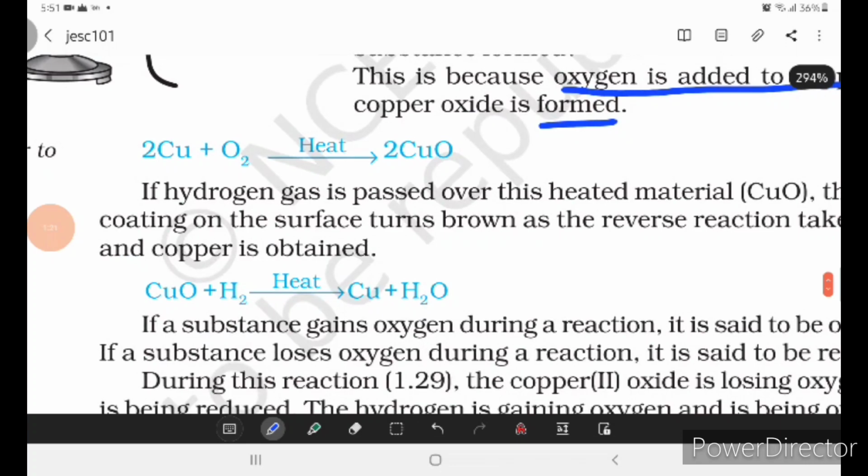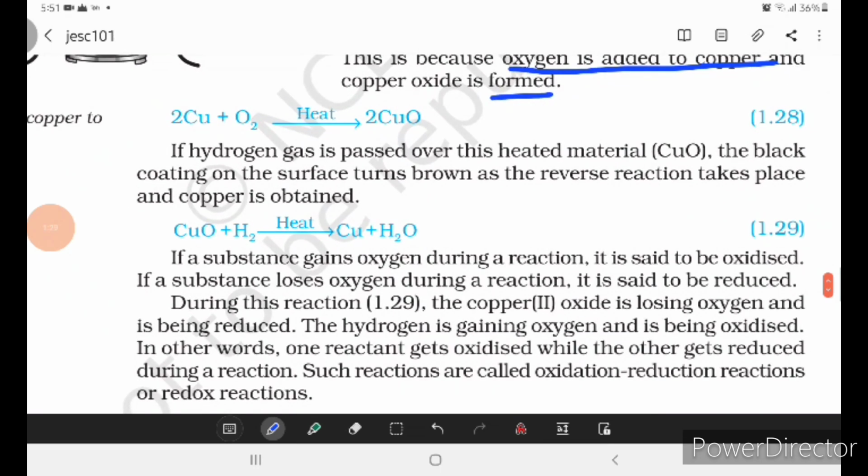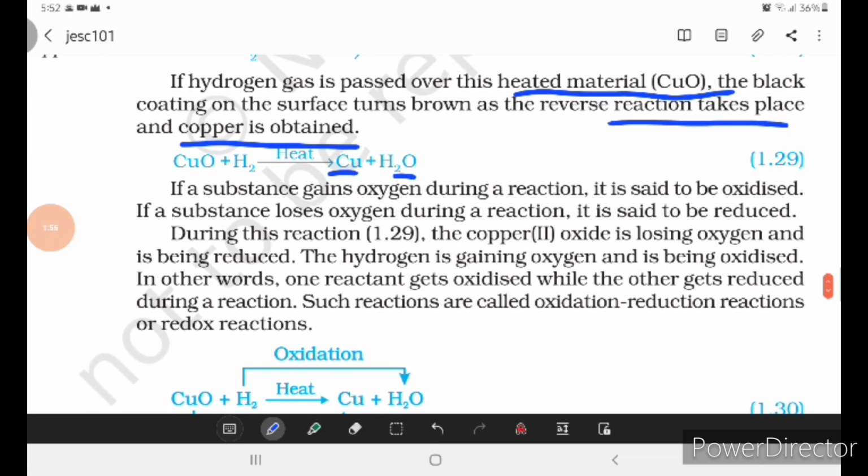Now, the Cu in the china dish reacts with oxygen present in the atmosphere and forms CuO, that is copper oxide. This reaction is very similar to magnesium with oxygen giving rise to magnesium oxide, right? If hydrogen gas is passed over this heated material CuO, the black coating on the surface turns brown as the reverse reaction takes place and copper is obtained. When this CuO reacts with hydrogen in the presence of heat, it gives us Cu plus H2O. It is nothing but the reverse reaction that has taken place, right?